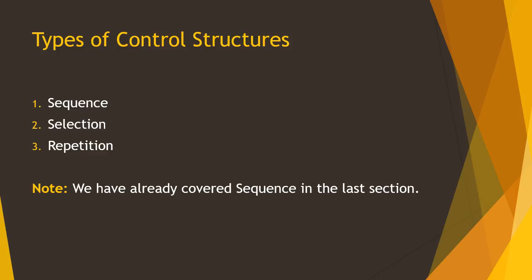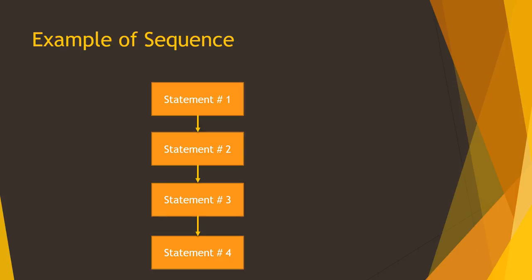We have already covered sequence in the last section. Now let's take a quick overview of what we have learned in the sequence. In sequential structure, the statements are executed in the same order in which they are specified in the program. The control flows from one statement to the other in a logical sequence. All statements are executed exactly once. It means that no statement is skipped and no statement is executed more than once.